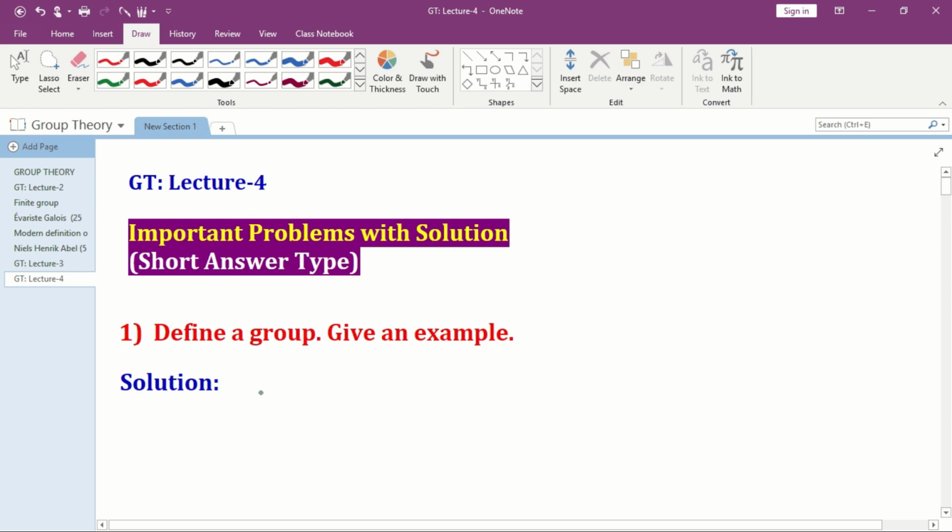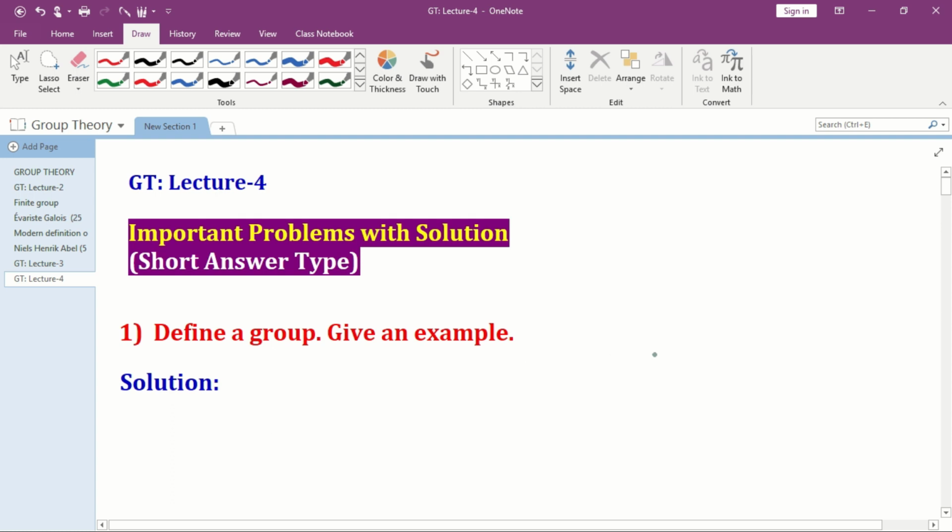I am Sudhakar. In the previous lecture, we discussed the elementary properties of groups. In this lecture, we shall solve some important short answer type problems related to the concepts and properties of groups which we have discussed in the previous lectures. So the first question is, define a group, give an example.